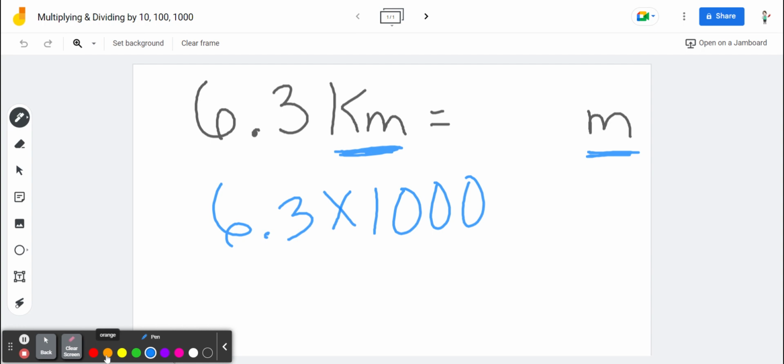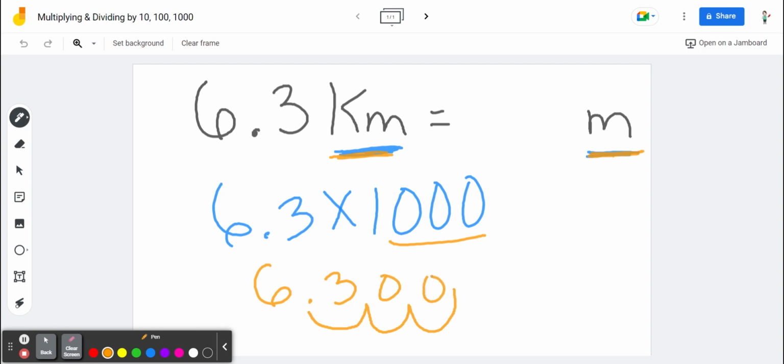Okay, you're back, and you should have paused the video there and figured it out. There's 3. We're going from a big unit to a smaller unit, so we're going to multiply. So 6 and 3/10, we need to move the decimal 3 places. 1, 2, 3. Fill that in with zeros, and your answer is 6,300 meters. Okay, 6,300 meters. We're going to do another one.